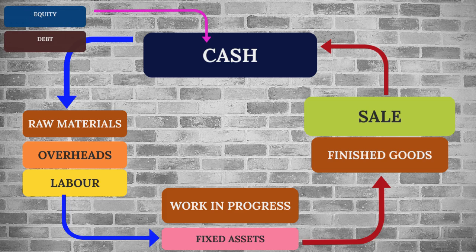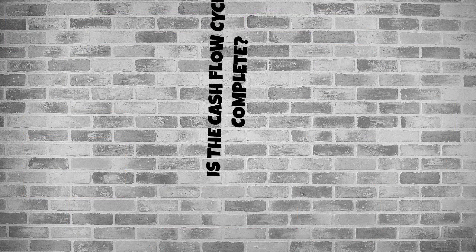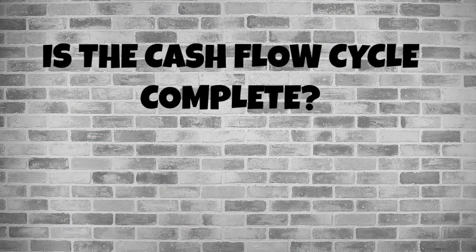However, they do not come without cost. Shareholders need dividends on their amount invested in the company. Similarly, for amounts borrowed from banks, the company will have to pay bank interest. The company also has to make tax payments on the surplus generated by the company. So, is the cash flow cycle complete now?